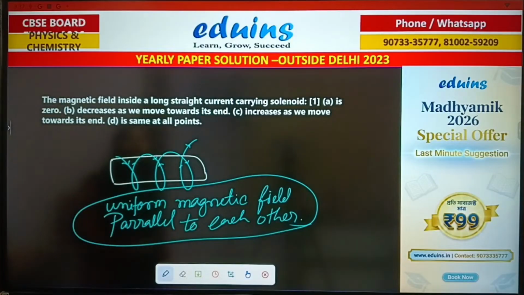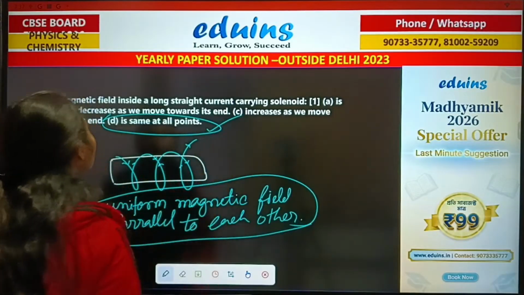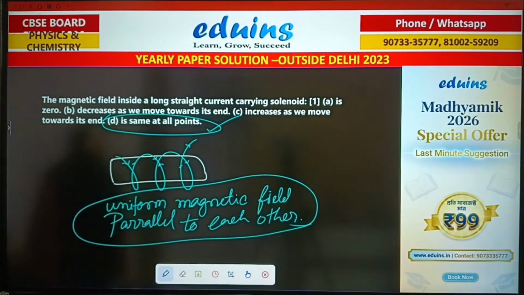So option D states the magnetic field is same at all points. Okay, when we get the uniform magnetic field, that means this is same at all points. So this is the correct statement about the solenoid. So option D is the correct answer.